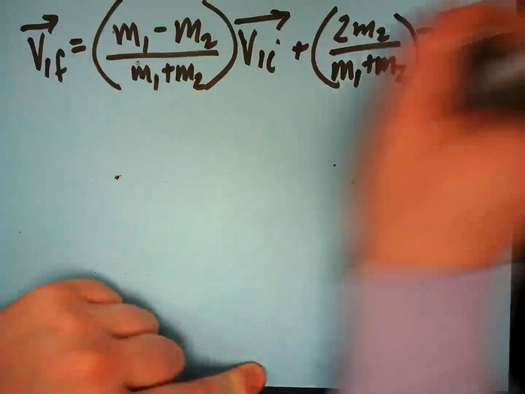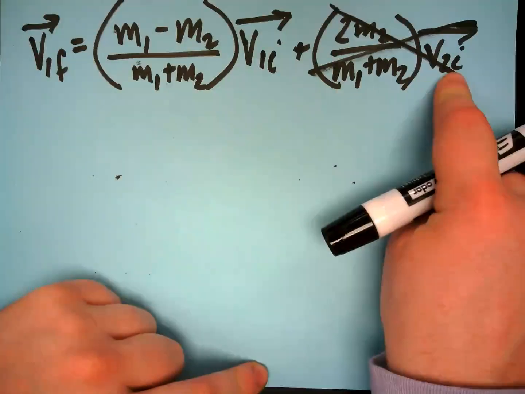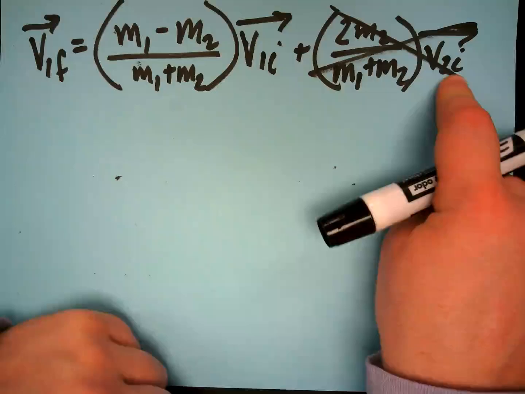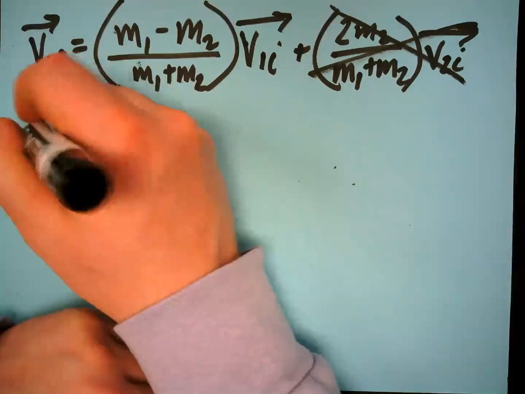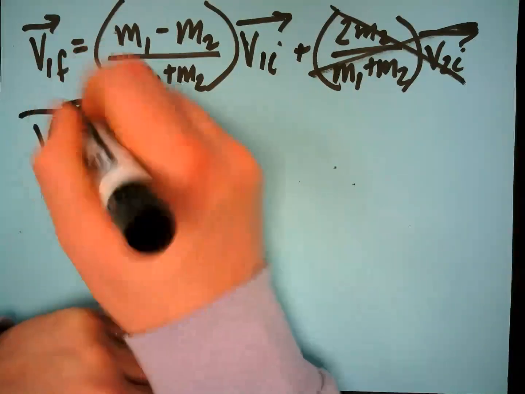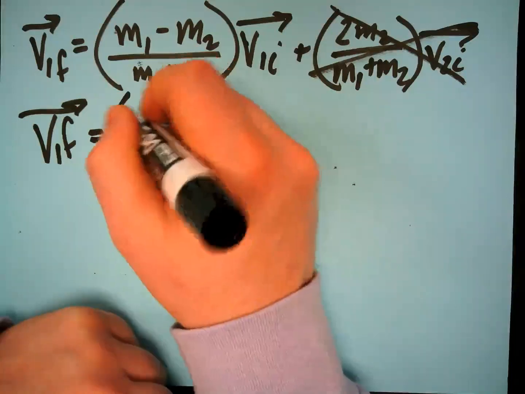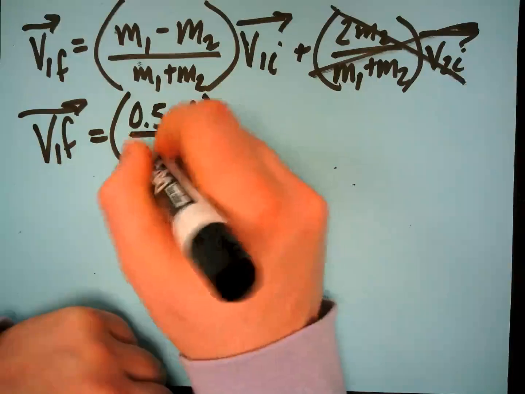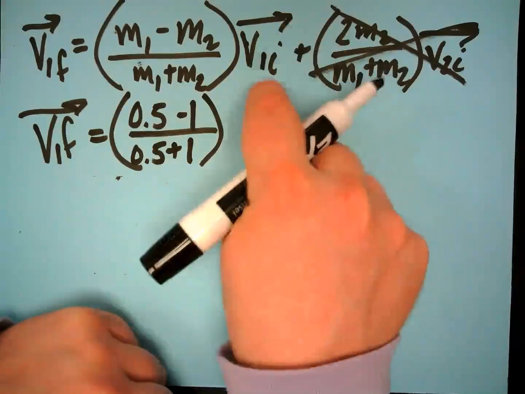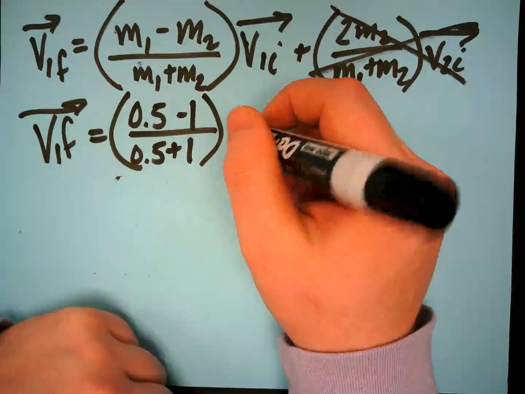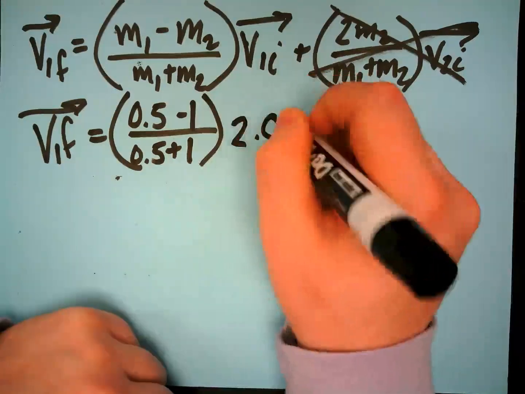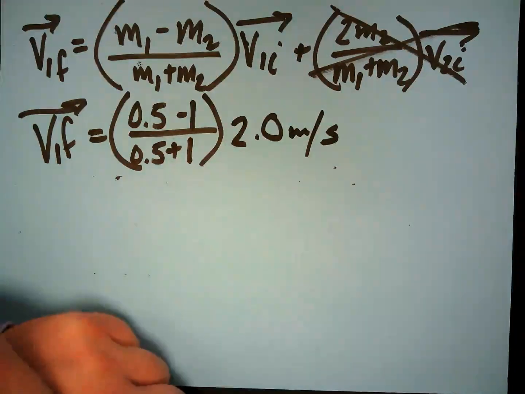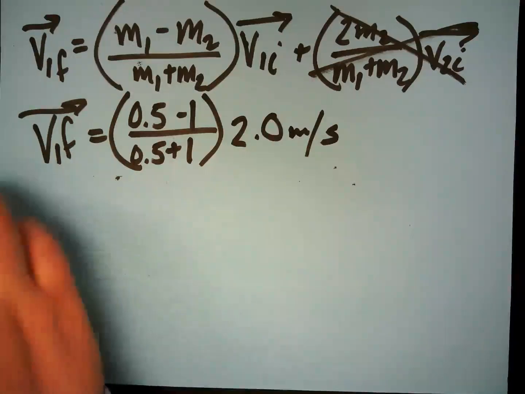Okay, so real quick, since I've already set this up, I'm just going to solve for this one. We already know that this term is going to be 0 because our initial velocity for cart 2 is 0. So we're just left with this. I'm going to just plug in. That's going to be (0.5 minus 1) over (0.5 plus 1) times my initial velocity, which is 2.0 meters per second.